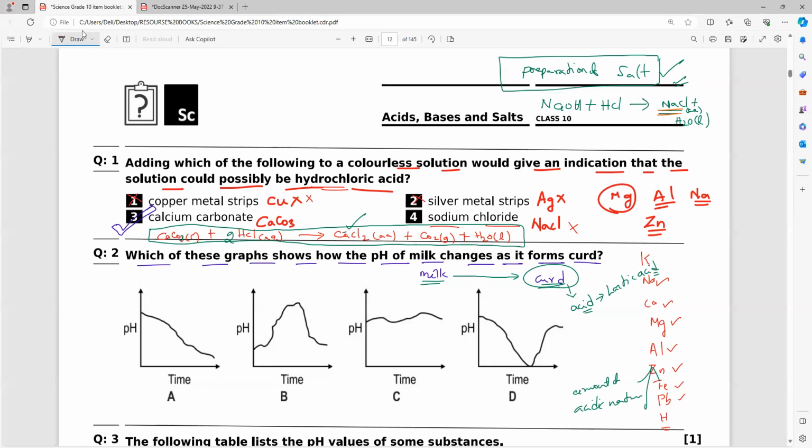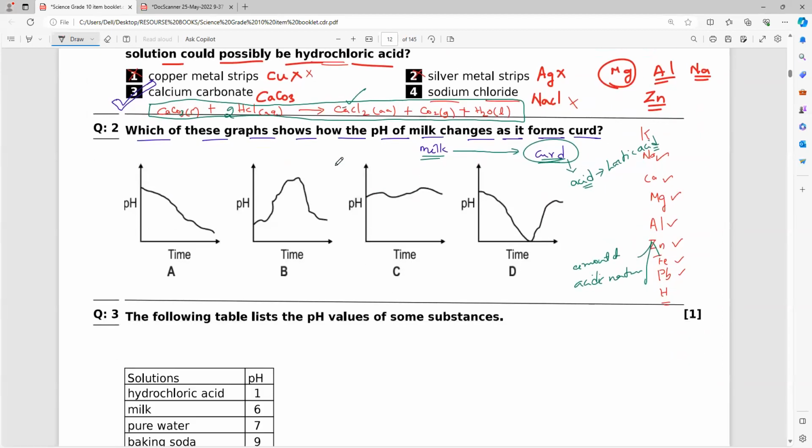We all know that acidic nature and pH value are inversely proportional to each other. If acidic nature increases, then what will happen to the pH value, everybody? It decreases. So from milk to curd, the acidic nature continuously increases, so the pH value continuously decreases. Which graph will represent this? Option A. So continuously there is a decrease in the pH value of the milk.